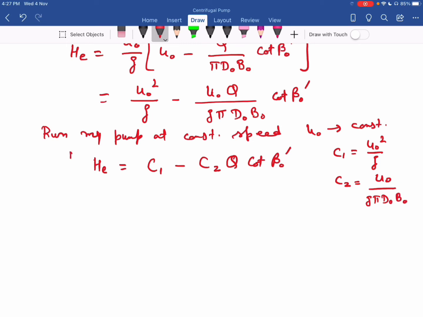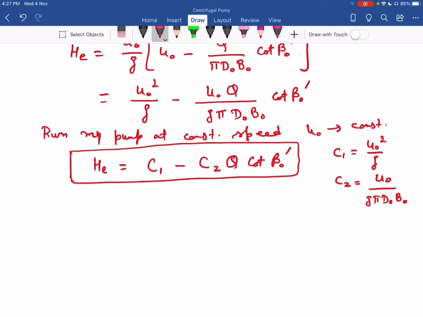Now you can see this relation. From this relation, I can plot how Euler head varies with the discharge, as well as with the vane shape, that is angle beta O dash. So now I can plot that graph. So you see case 1.